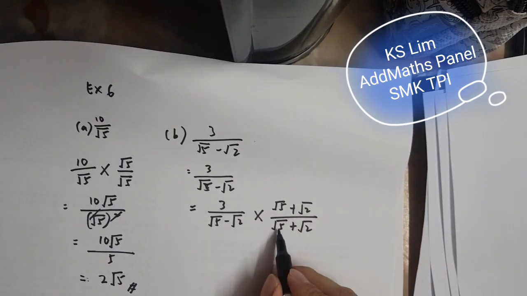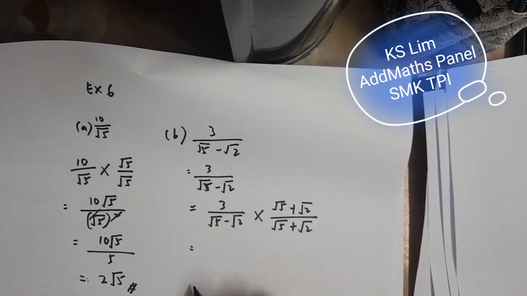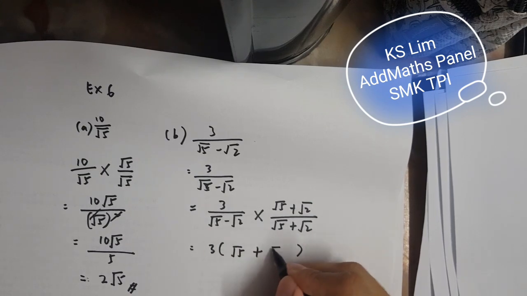One is minus, one is positive. Square root 5, square root 2, square root 5, square root 2. The bottom and top are the same. Okay. So this one is 3 outside. Multiply square root 5 plus square root 2.